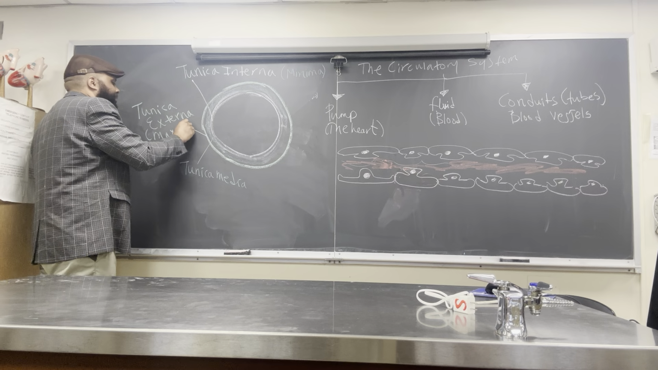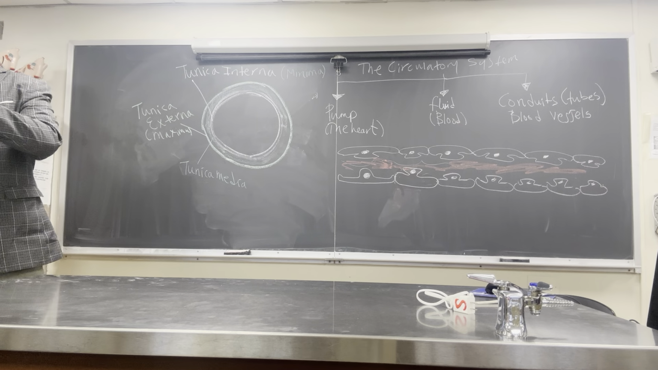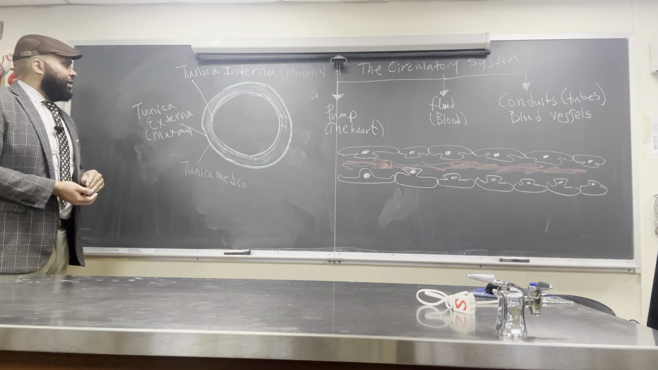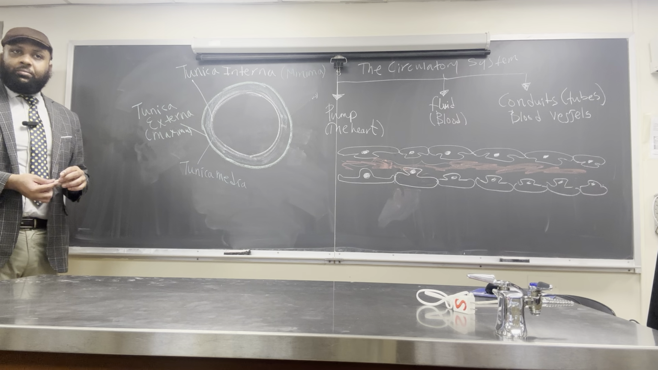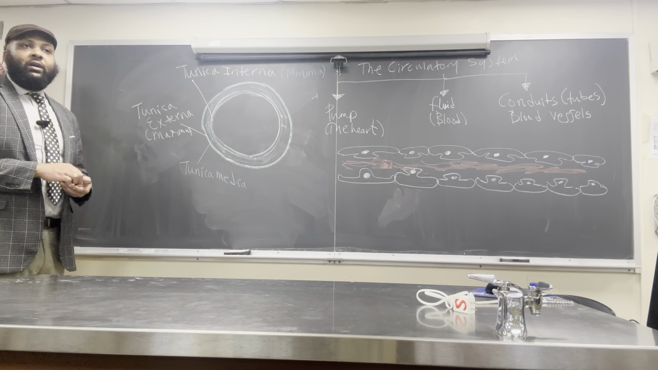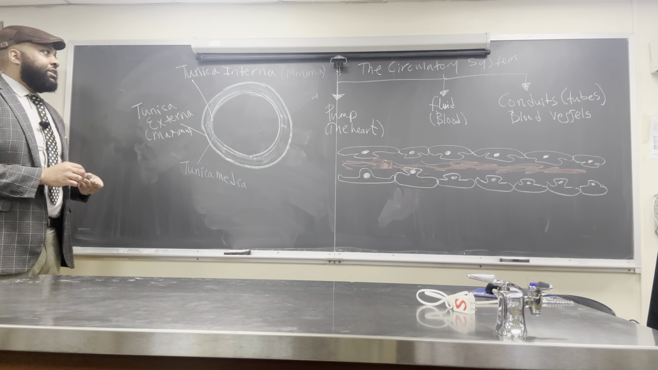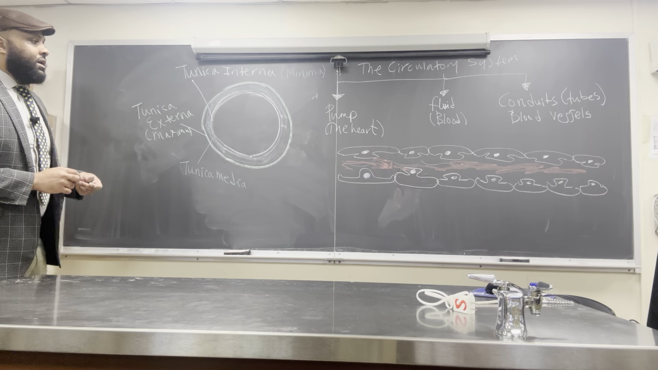This is very important for you to know. Every blood vessel is made up of three layers in one. The inner layer is known as the tunica intima or minima, the middle layer is known as the tunica media, and the outer layer is known as the tunica externa or maxima.